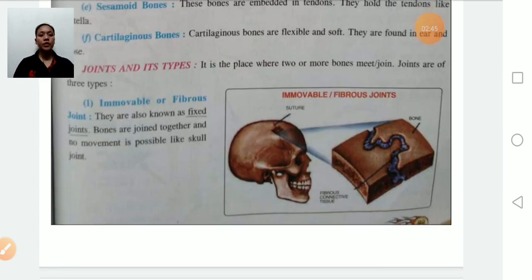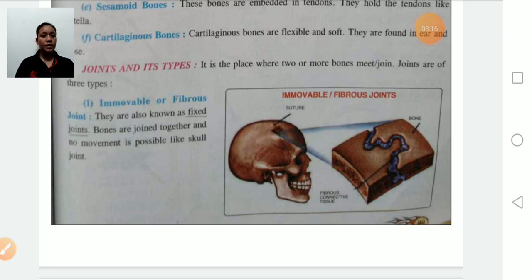Joint and its types. A joint is the place where two or more bones meet or join. Joints are of three types: immovable joints, slightly movable joints, and freely movable joints.